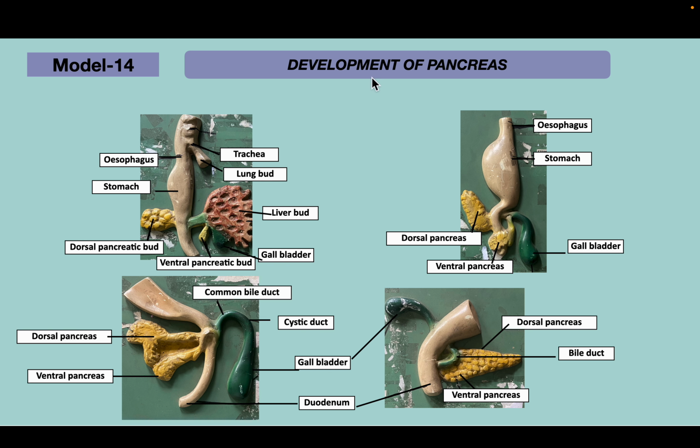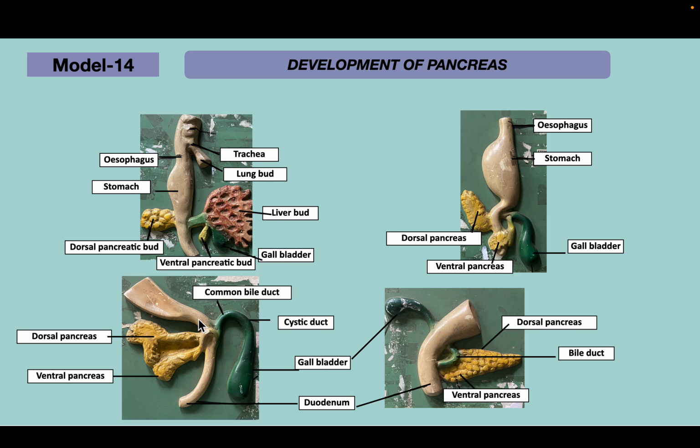Coming to the next model, that is the development of the pancreas. So this model, first part is showing the trachea, here it is the larynx, then this is lung bud, then esophagus, stomach, dorsal pancreatic bud, ventral pancreatic bud is visible, gallbladder is visible, and liver bud is visible. Now here you can see with rotation of the stomach, the dorsal pancreas, ventral pancreas, gallbladder, stomach and esophagus. Now here the better defined structure of the dorsal and ventral pancreas.